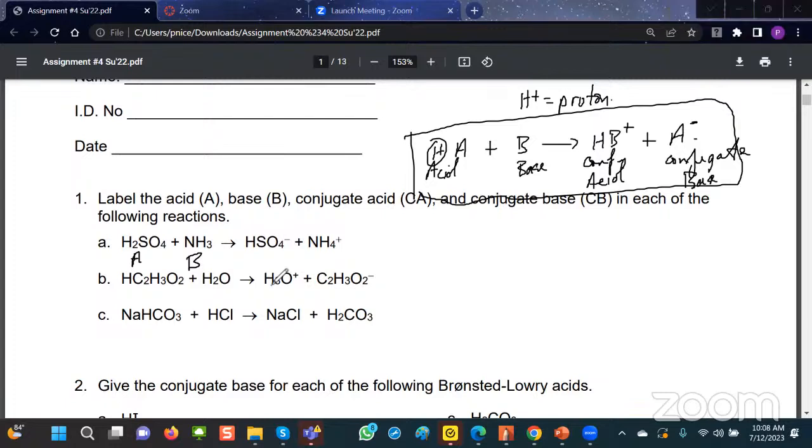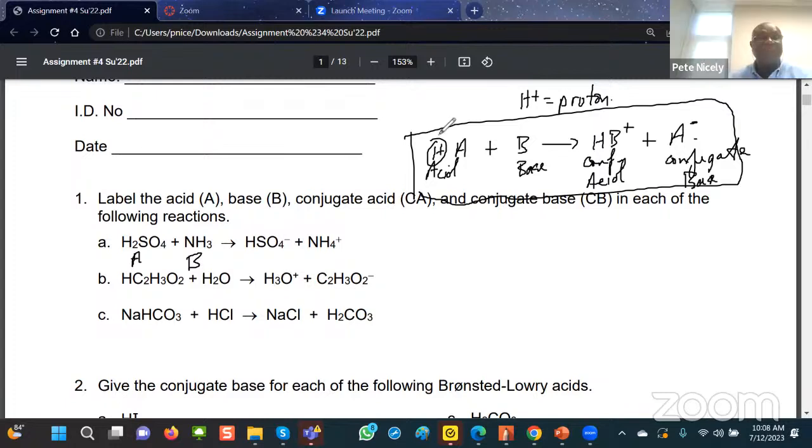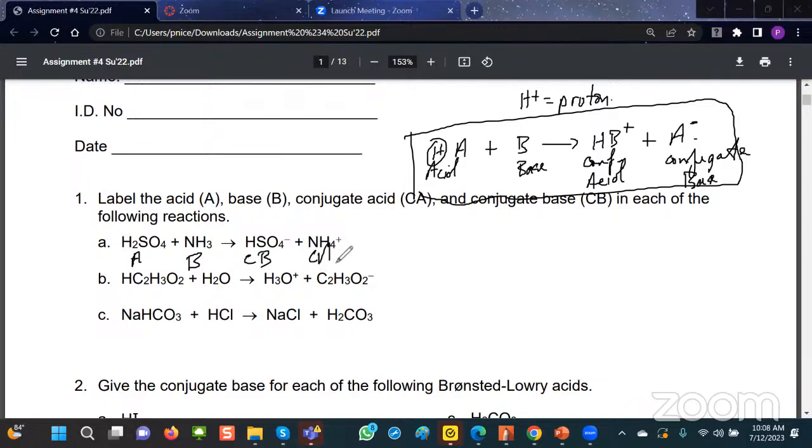Conjugate base. Exactly, conjugate base. Very good. I'm going to see if I can keep track of who is answering questions so that I can see who's participating. Okay. And then the other species would be what? The final product. The conjugate acid. Okay, very good.